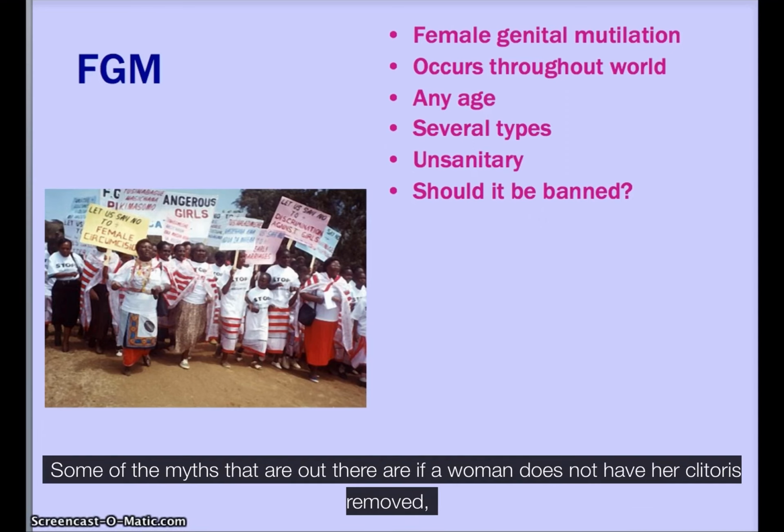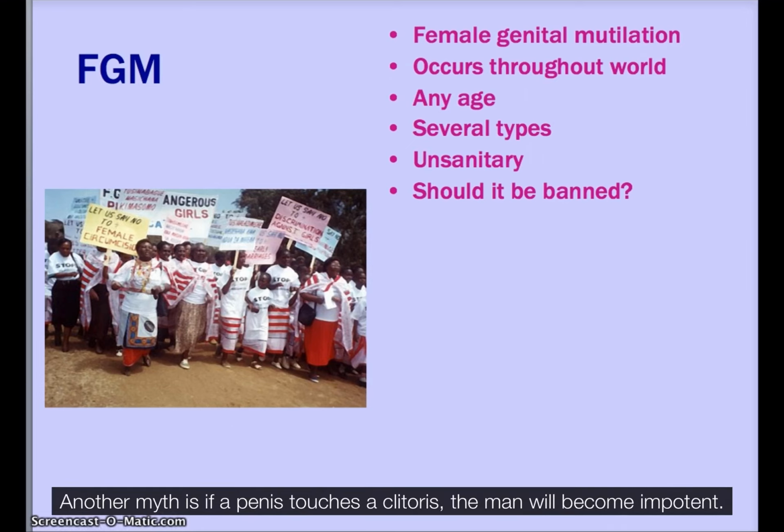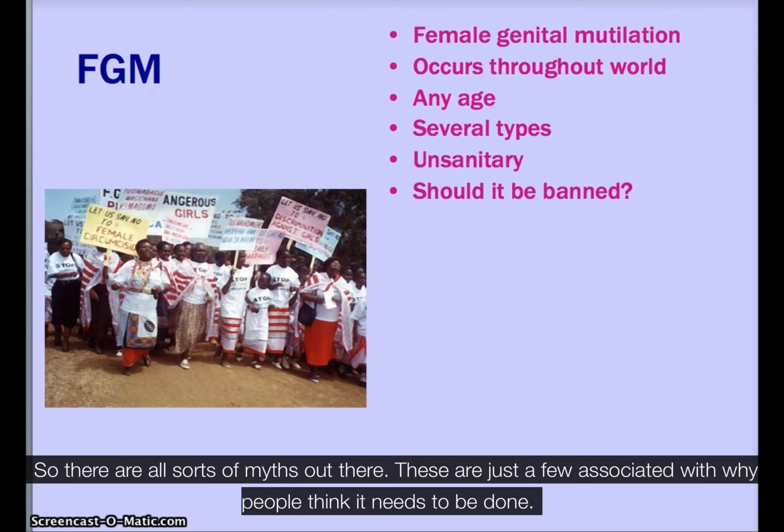Some of the myths that are out there are if a woman does not have her clitoris removed, then she won't be loyal to her husband and she'll essentially turn into a nymphomaniac. Another myth is if a penis touches a clitoris, the man will become impotent. If a baby while being born touches the clitoris, the baby will be deformed. So there are all sorts of myths out there. These are just a few associated with why people think it needs to be done.